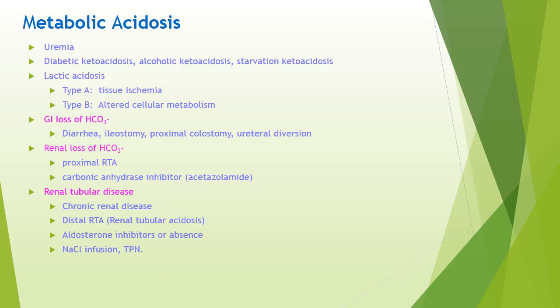Then there is any renal tubular disease like chronic renal disease, distal renal tubular acidosis, aldosterone inhibitors or absence, sodium chloride infusion and total parenteral nutrition. In such cases we can see the metabolic acidosis.